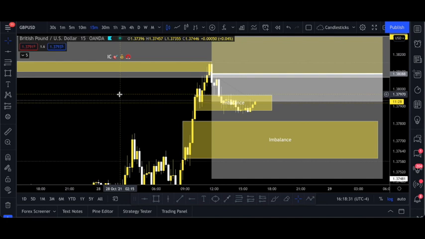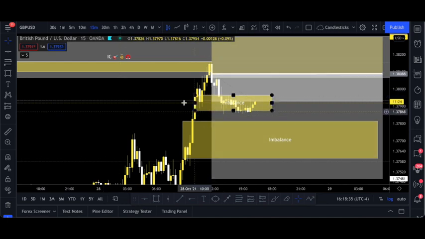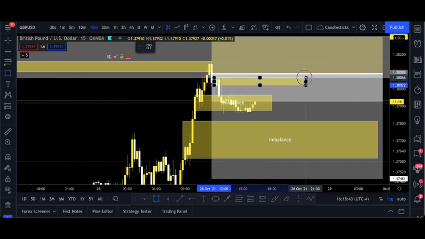Little update on our GBP/USD trade here. We're still floating around 15-20 pips in profit. I just want to point out that we may need to come back, have a nice little retracement in order to build up enough pressure to come down and liquidate this other imbalance here.